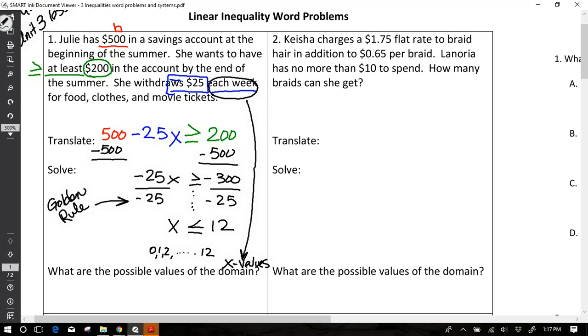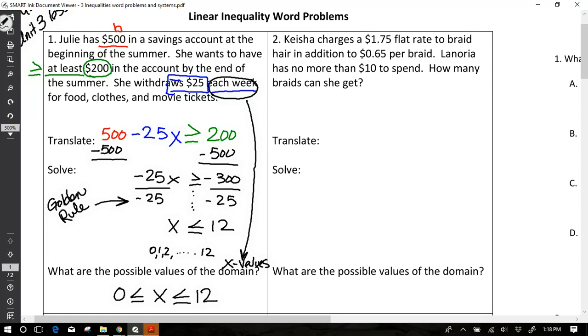And here's the proper way to write that. It would be 0 to 12, okay? The x values could be anywhere that are greater than or equal to 0 or less than or equal to 12. That's the proper way to write my domain. Awesome. So that's example 1.